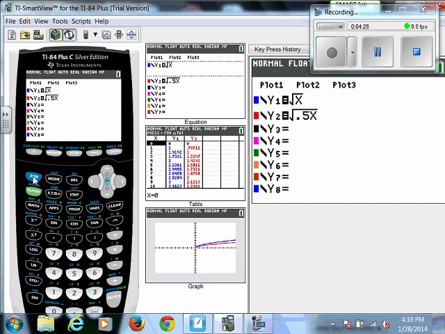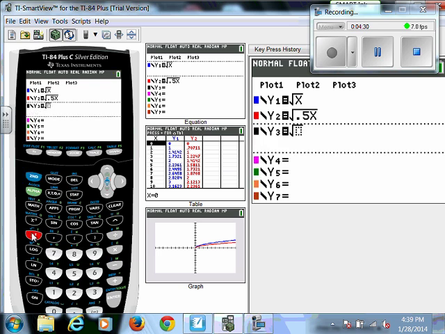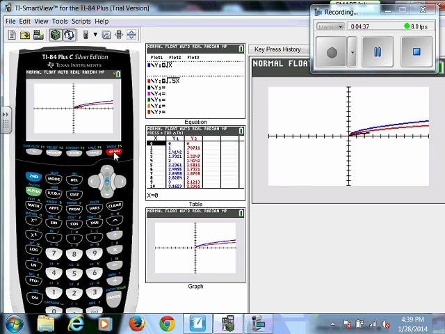Now I'm going to choose 0.2. 0.2 is smaller than 0.5, so what do we think is going to happen? Oh, it got closer to the x-axis again, so it shrunk even more. So here we have a shrink by a factor of 0.2. So as you notice, as the numbers get smaller and smaller, closer to 0, we get more of a shrink. It shrinks even more and more.